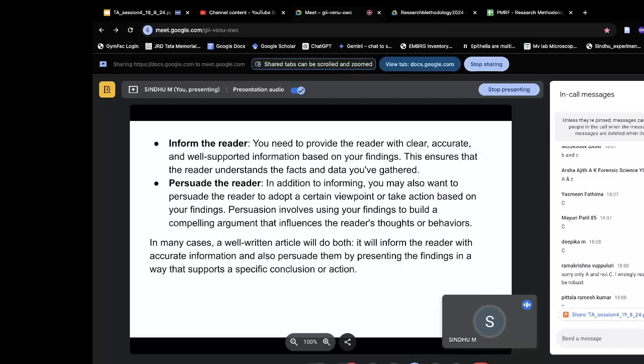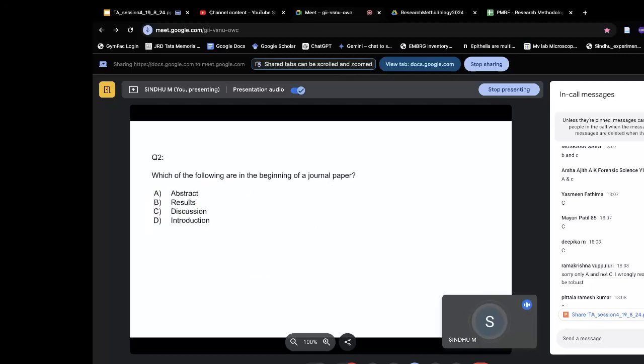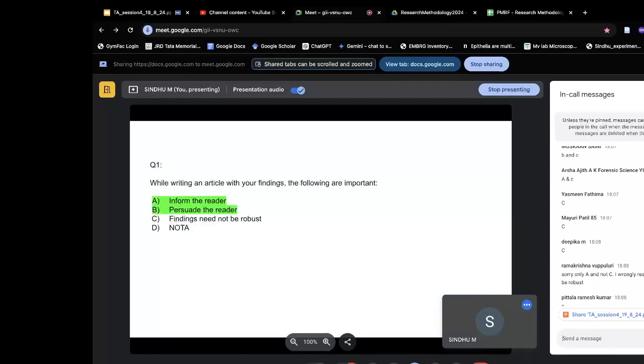So the minimal requirement is option A. If we have any new finding, we can share it and just inform the reader. But if it is a good paper, then it will also explain the findings and try to persuade the readers, form a hypothesis about why they have seen that finding. So the correct answers are option A and option B. What is NOTA? Oh, that is just none of the above.